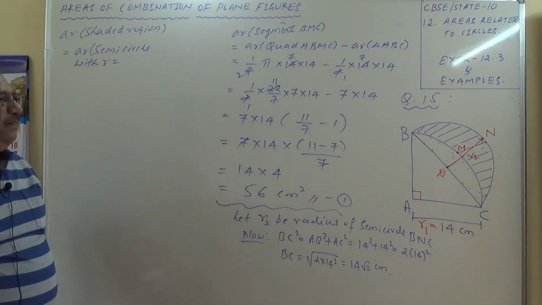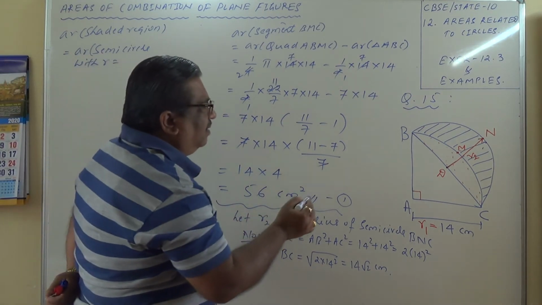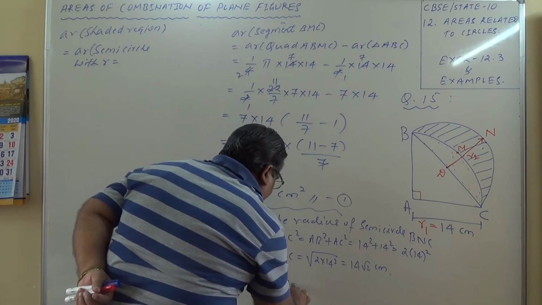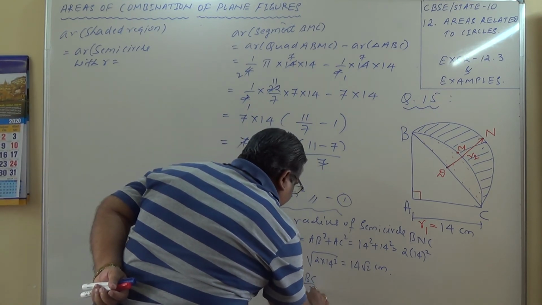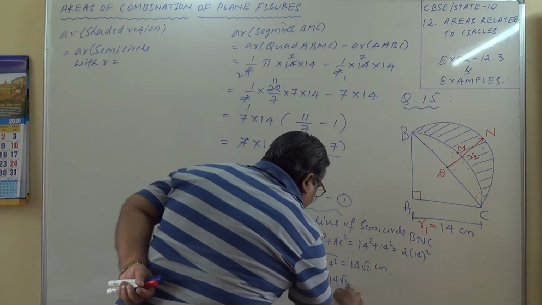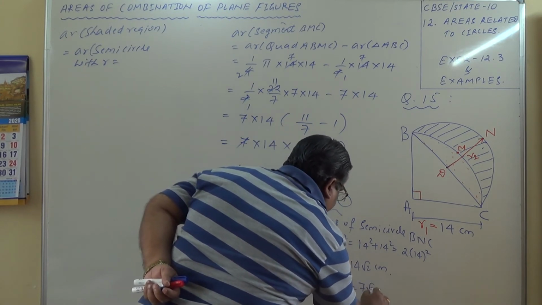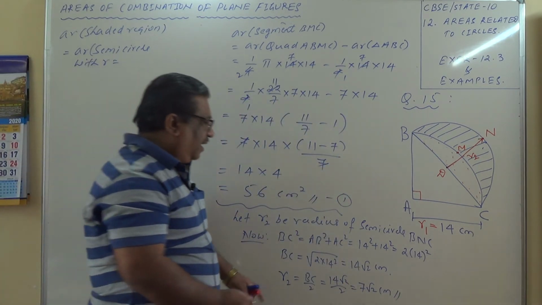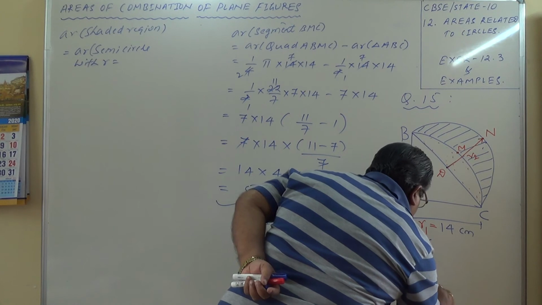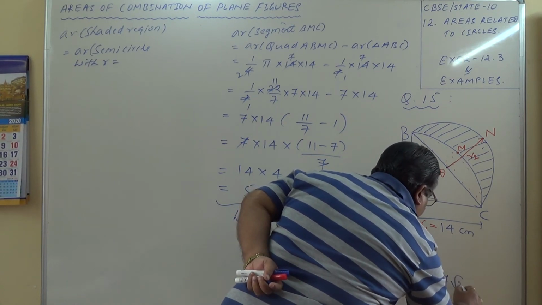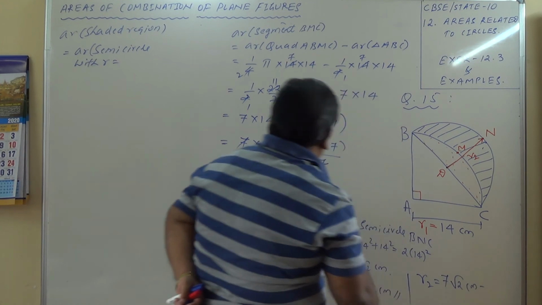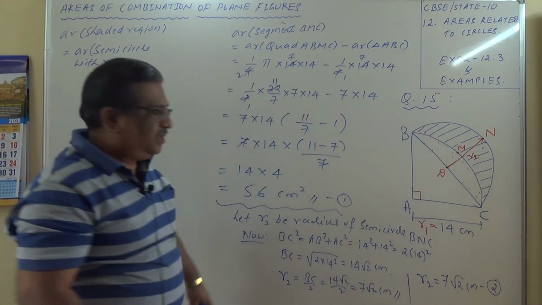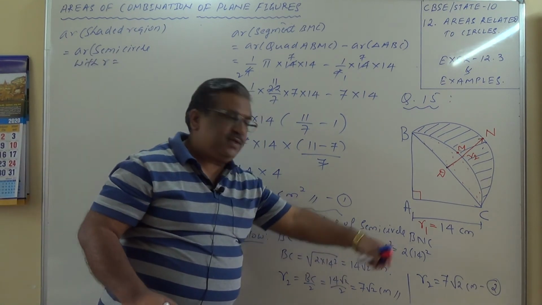This is BC, and radius BD is equal to BC by 2. Now R2 is equal to BC by 2, which is 14 root 2 by 2, which is 7 root 2 centimeter. So we have calculated the radius R2, 7 root 2 centimeter. If I mark this as 1, this is 2 here. Okay, is it clear for all of you? The radius R2 is 7 root 2 centimeter.